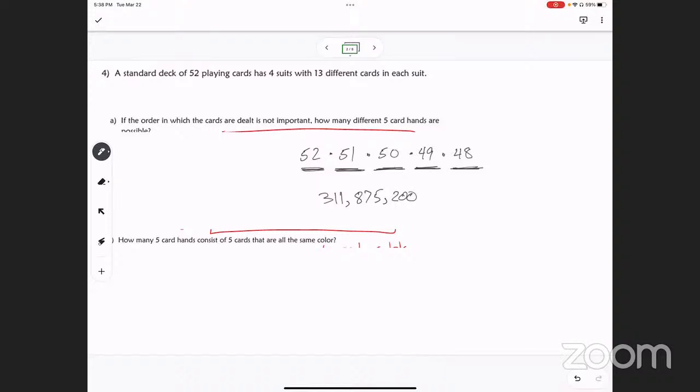Okay. It says on the answer key 2598960. It says what? It says 2598960. That's what it says? Yeah. The order in which the cards are dealt is not, oh crap. Yeah. Because what I didn't factor into that. Yeah, I did that wrong. My bad. That is not correct.